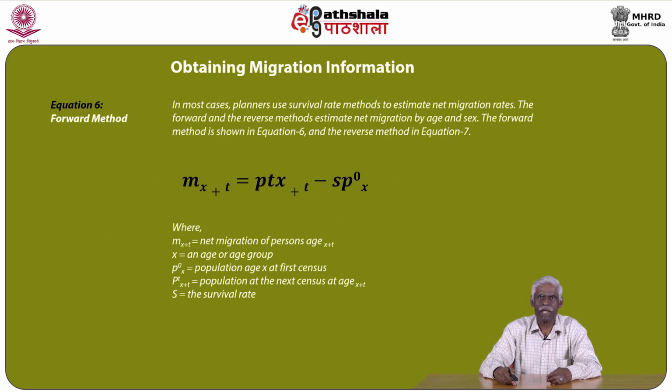In most cases, planners use survival rate methods to estimate net migration rates. The forward and reverse methods estimate net migration by age and sex. The equation for the forward method is m x plus t is equal to P t x plus t minus s times P naught x, where m x plus t refers to net migration of persons aged x plus t, x refers to the age or age group, P naught x refers to the population at that age in the first census, P t x plus t refers to the population at the next census at age x plus t, and s refers to the survival rate.